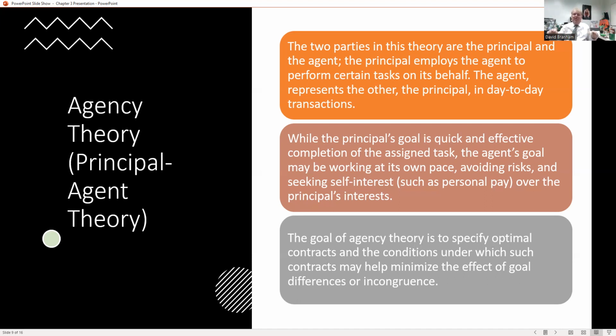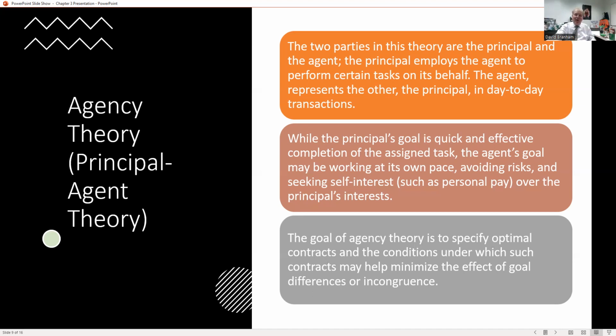So the goal of agency theory is to specify optimal contracts and the conditions under which those contracts may minimize the effect of goal differences or incongruence, or minimize the agent's desire to stay away from the principal's wishes and push their own self-interest.